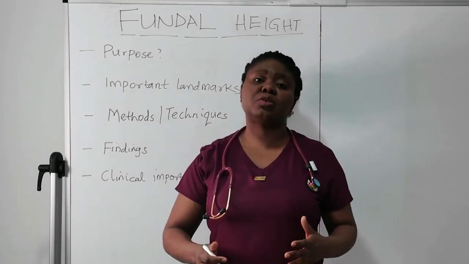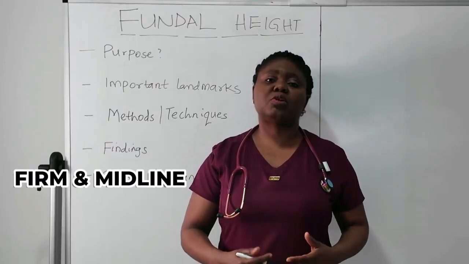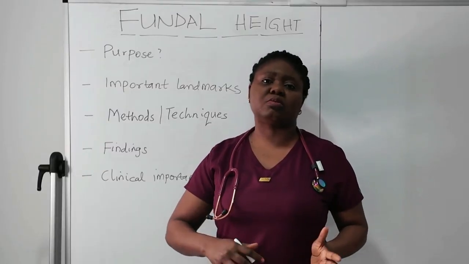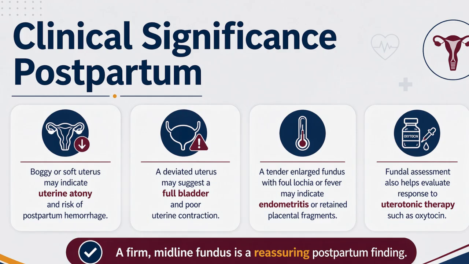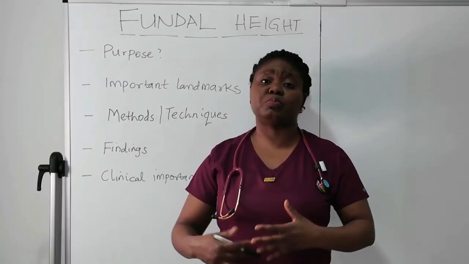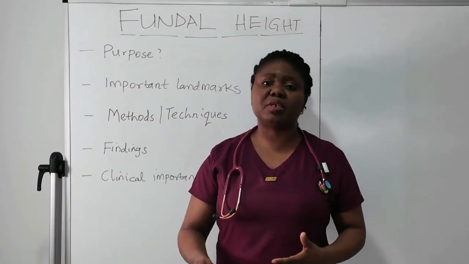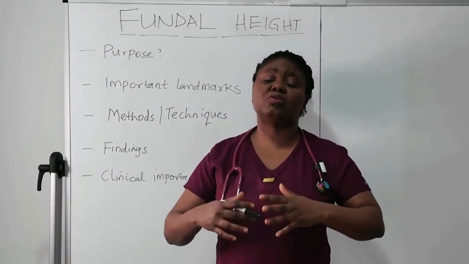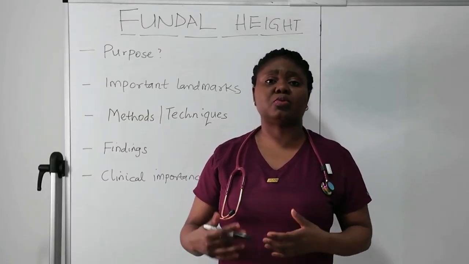Another reason is to ensure that the uterus is firm and midline. So if the uterus is deviated to either the right or left, not in the midline, it may indicate a full bladder. So this has to be taken care of. This woman needs to urinate to prevent any risk of bleeding, because when the uterus is deviated, there will be no proper contraction. That can lead to bleeding.